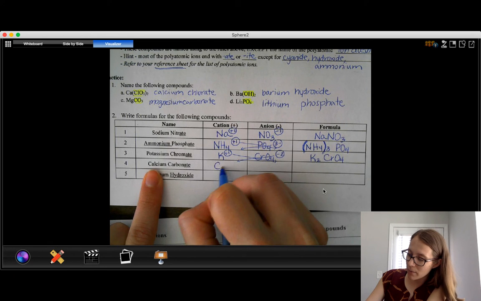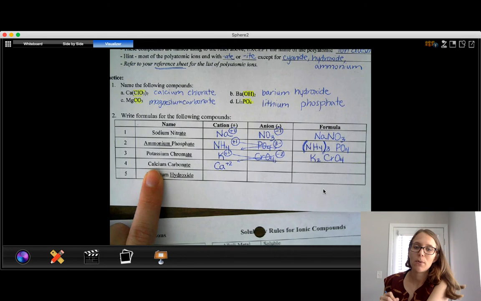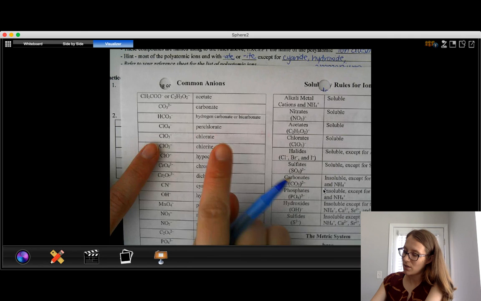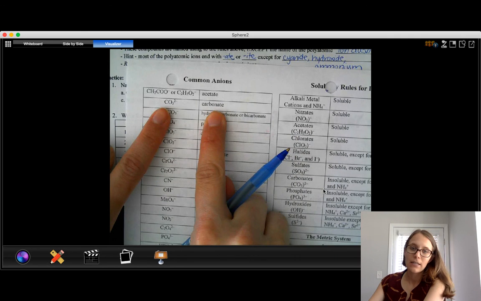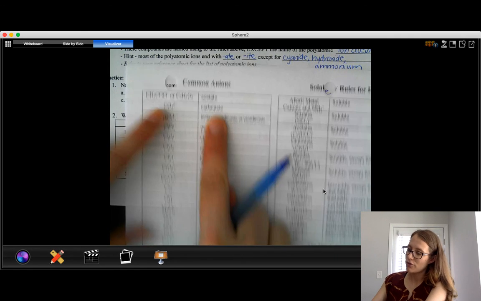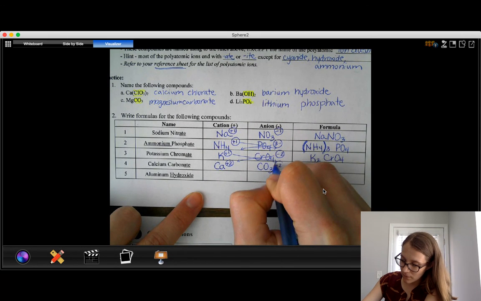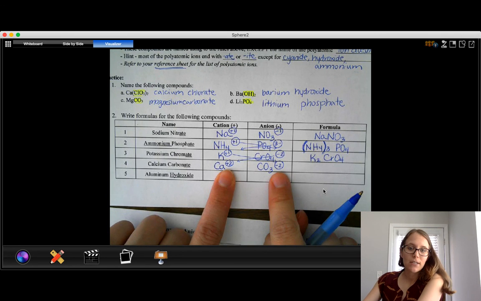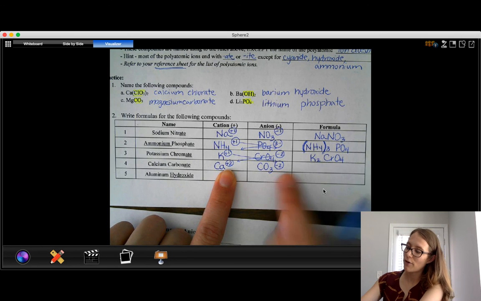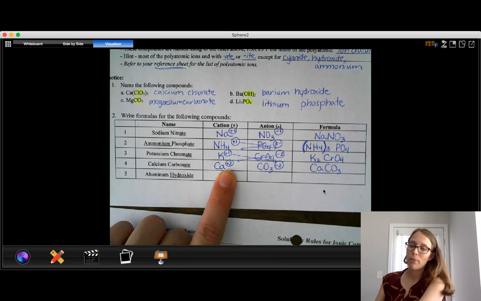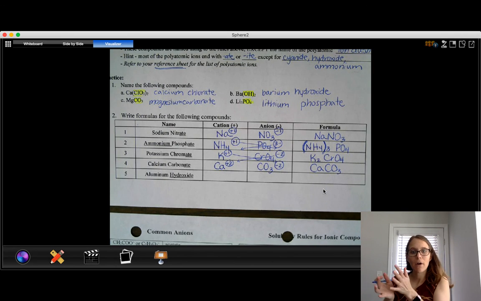Calcium is just an element. From the periodic table, I know the charge is +2. And then carbonate, when it ends with ate, I gotta look it up on here. That's CO3 with a charge of -2. And when I look at these charges, +2, -2, that's a perfect match. So I'm just gonna get rid of the charges and squish the 2 parts together. Ca and CO3 are a perfect match.